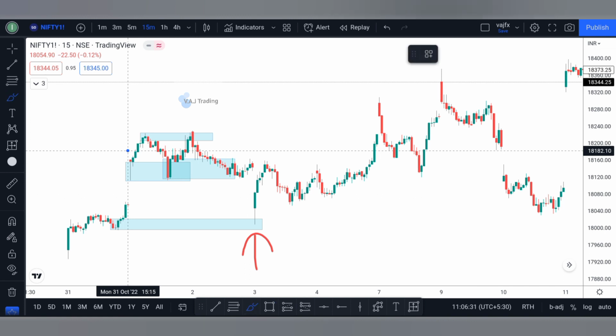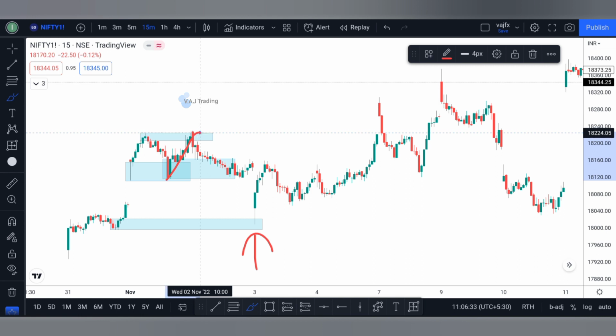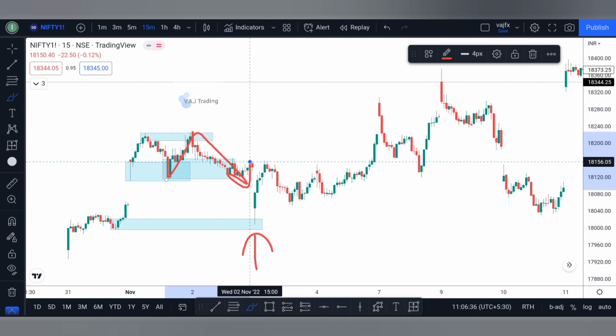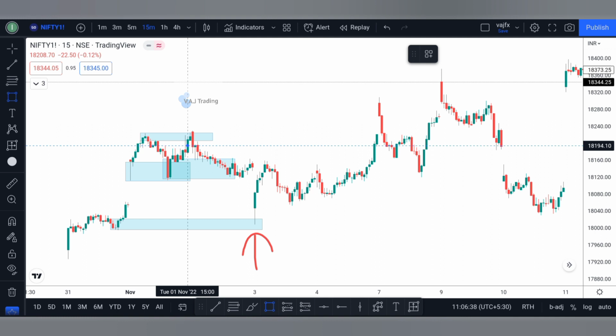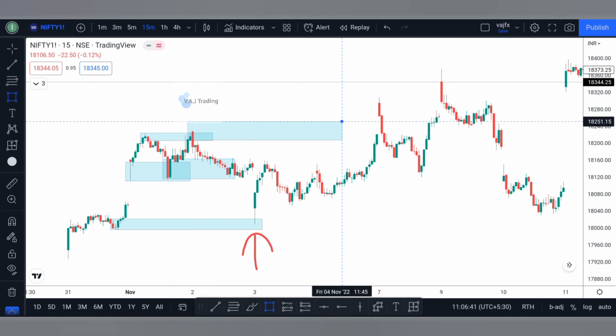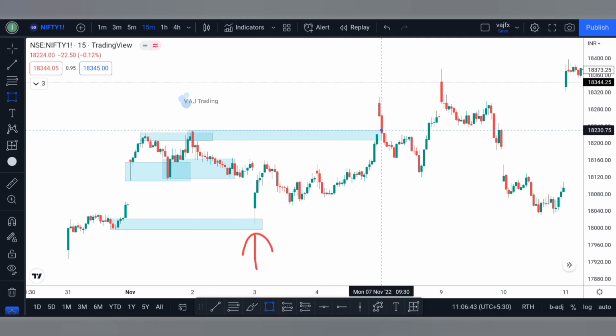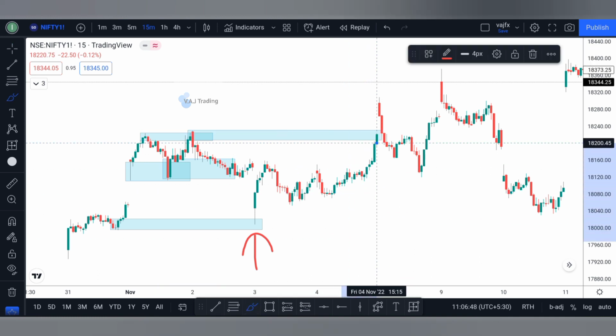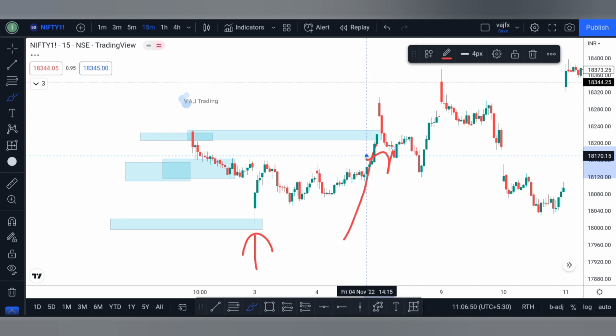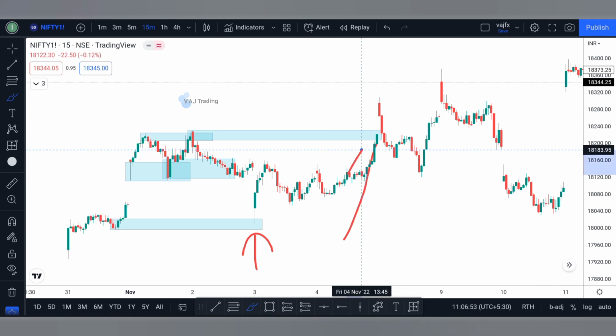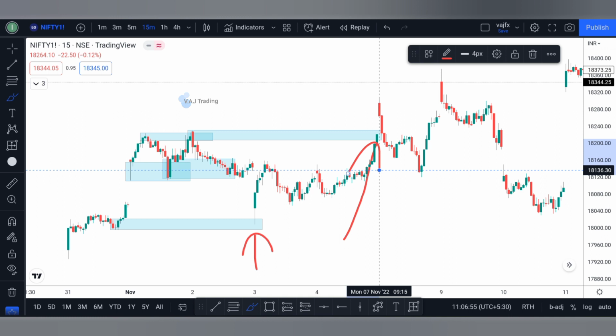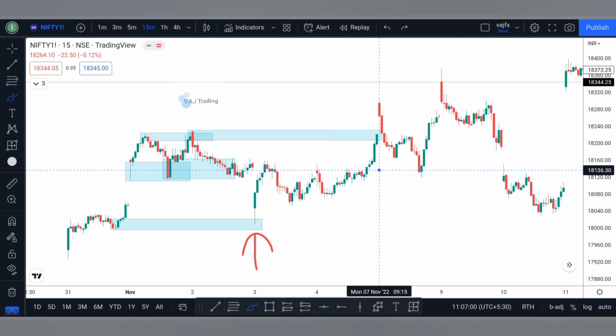Okay, so let's move on. Here you can see after this up movement, the market pushed down, which means this is an important level. See, the market reached here. This is the place where the market reached. So that's the importance of these supply and demand levels. Let's move on and see what's happening here.